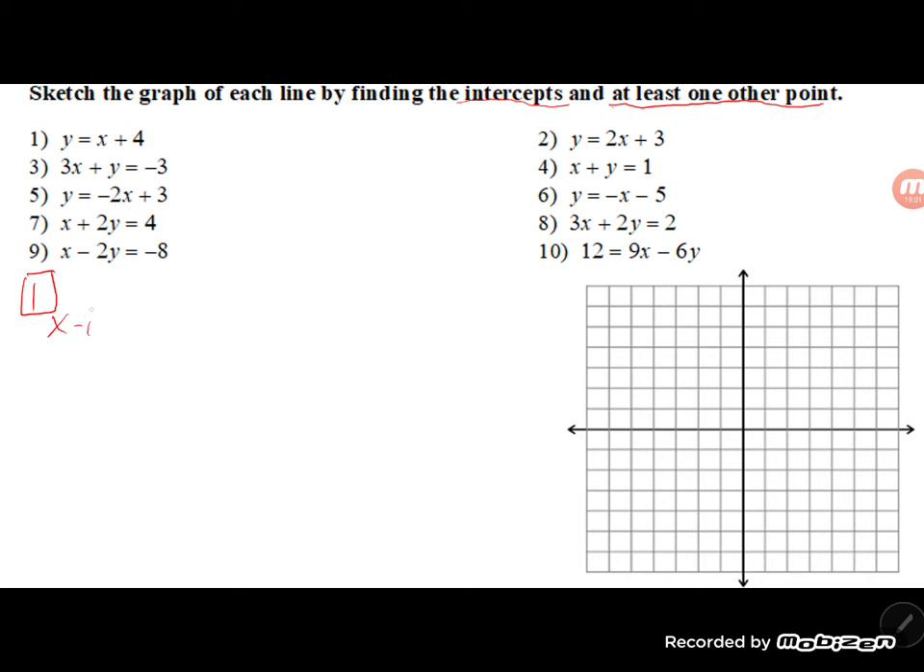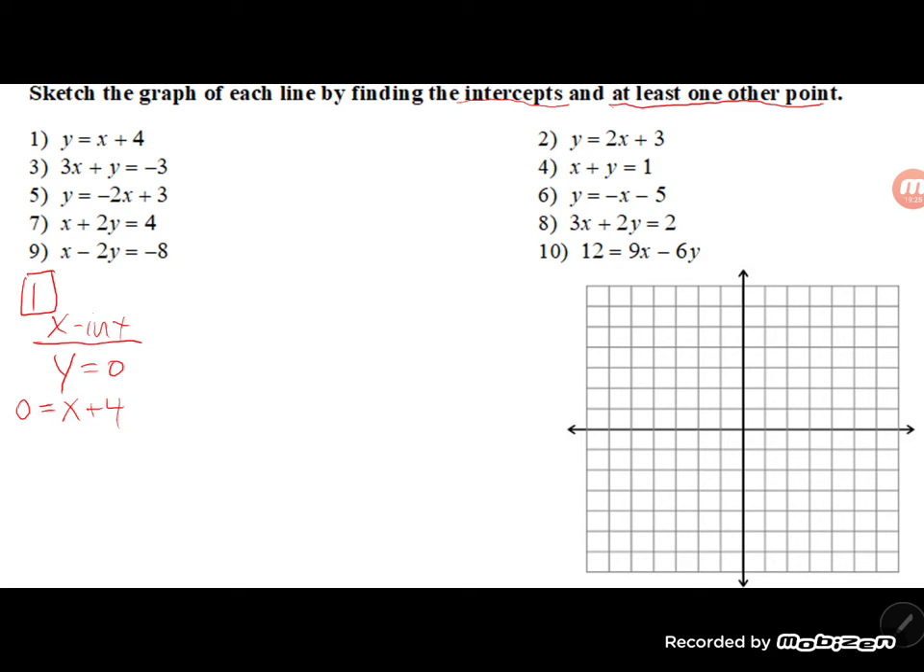So I'm going to look for the x-intercept. Now remember, how do I find the x-intercept? Well, I'm going to set y equal to 0. And then I can go ahead and plug that into my equation. So my equation is right back up here. So I'm going to have 0 is equal to x plus 4.